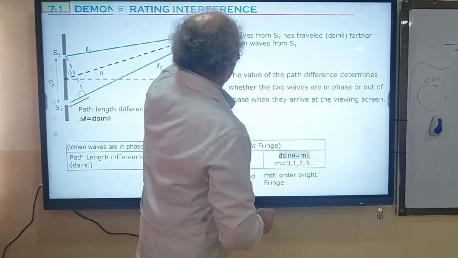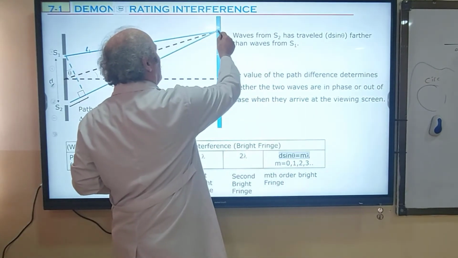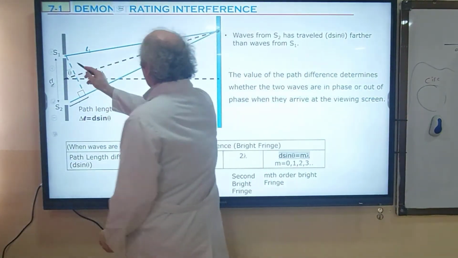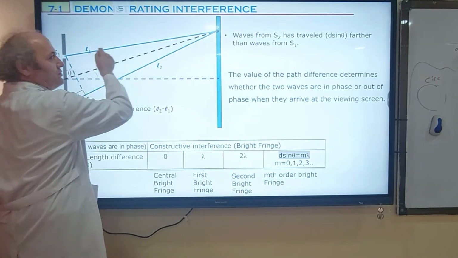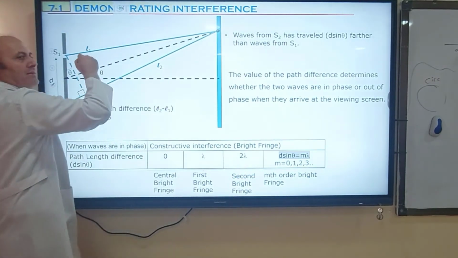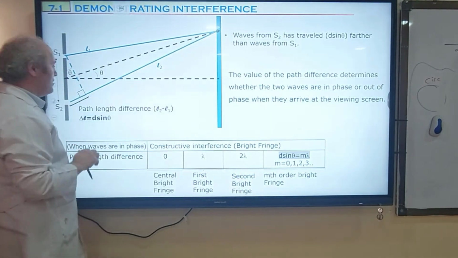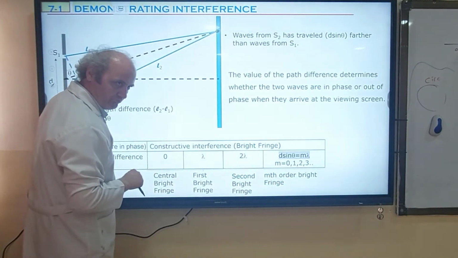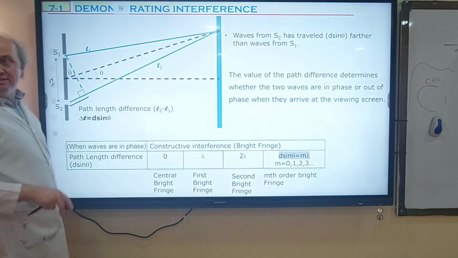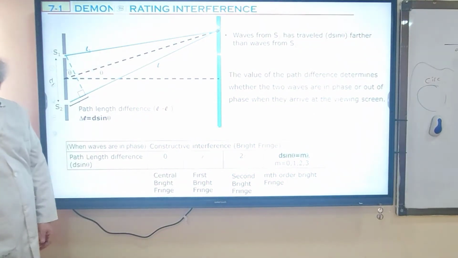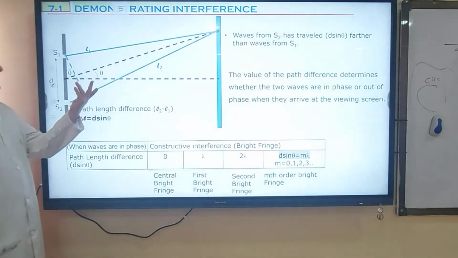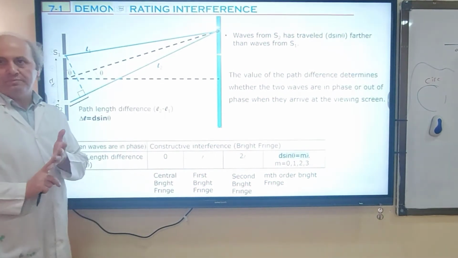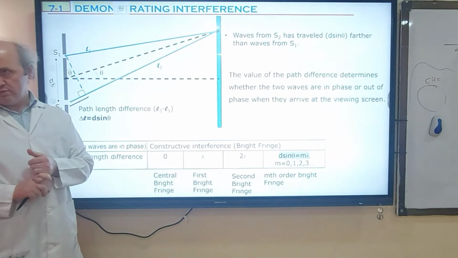And now this is the position of a fringe. From S1, source 1, to this position, the path length is L1. From source 2 to that position, the path length is L2. Of course, L2 is longer than L1. So then there must be a path length difference. I'm going to try to find an equation.